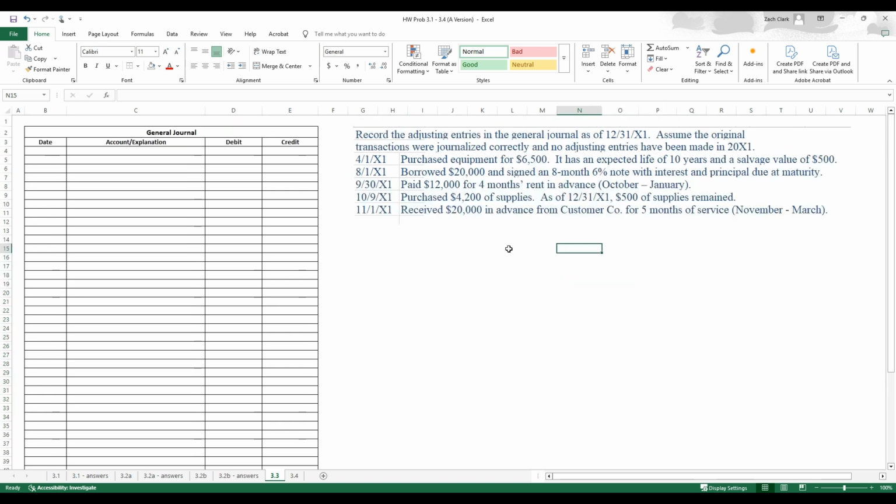All right, everyone. In this video, we're going to look at homework problem 3.3 in chapter 3 here. In this problem, I have snipped out from our homework class packet the detail, just so we have that available, easy to review together on screen. But this is going to be very similar to 3.1, I believe, and we're going to do some adjusting entry type of transactions.